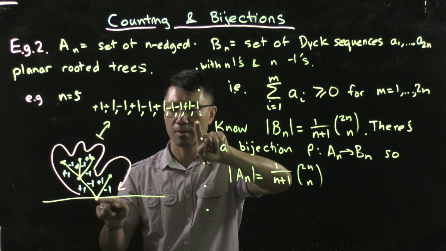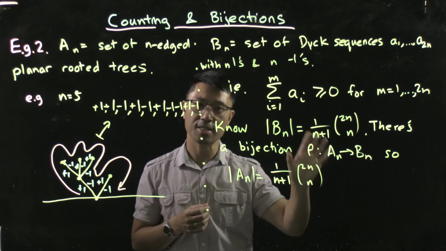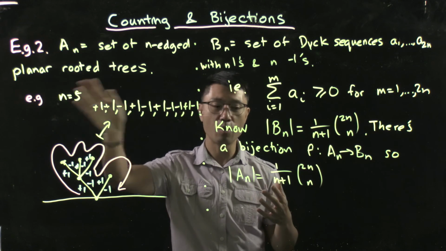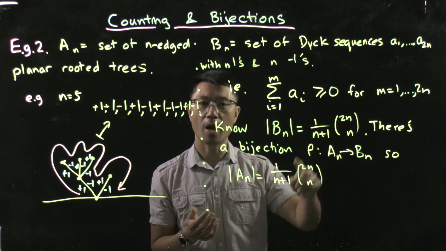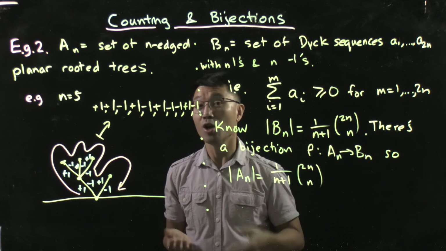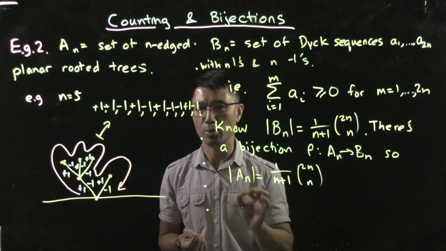And then we go up, so we can add a branch here, and a -1, and that gives you that. I'll leave it as a good exercise for you to check that this is indeed a bijection, and hence the number of planar rooted trees with n edges is equal to 1 over n plus 1 times the binomial coefficient 2n choose n. I hope now you can also use bijections to help you count in your enumerative problems.